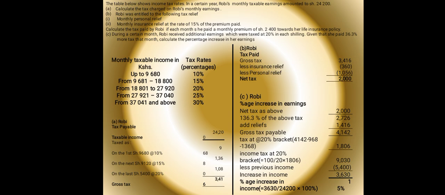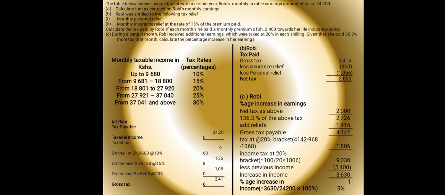The table below shows income tax rates in a certain year. Robbie's monthly taxable earnings amounted to 24,200 shillings. A. Calculate the tax charged on Robbie's earnings.